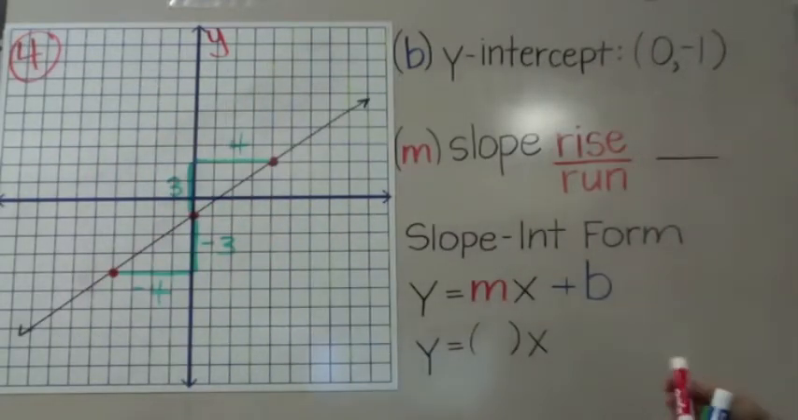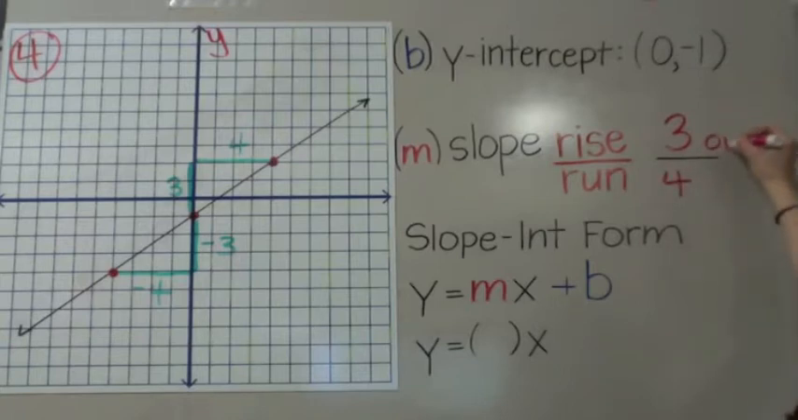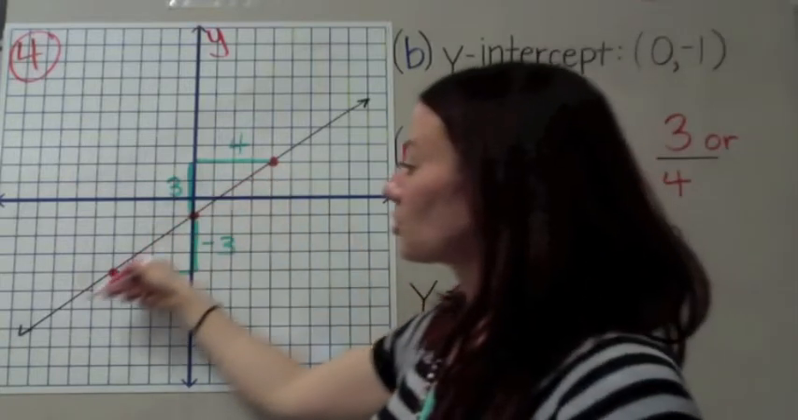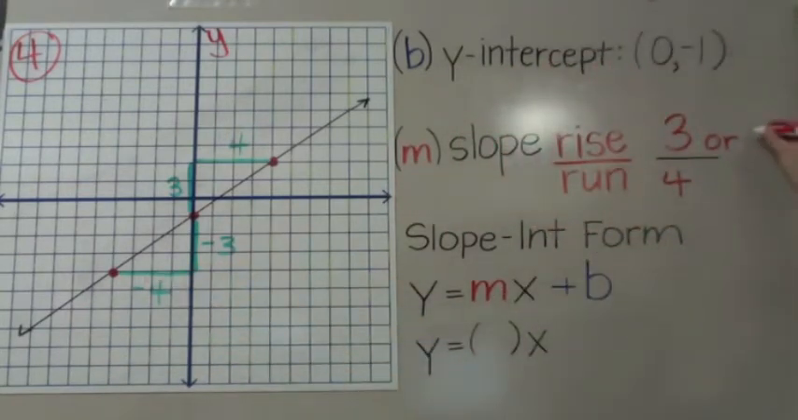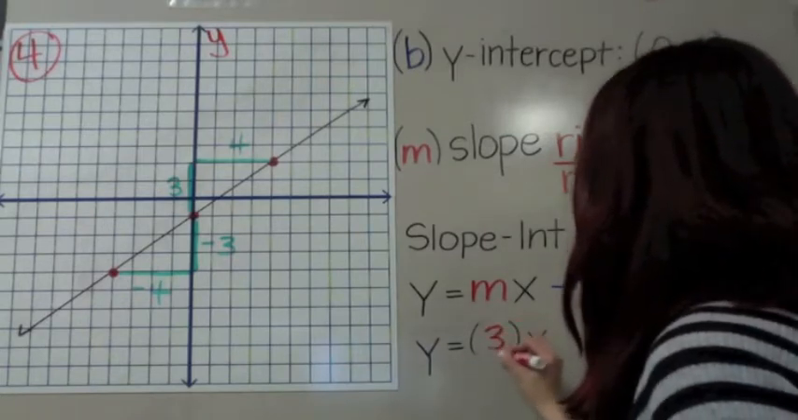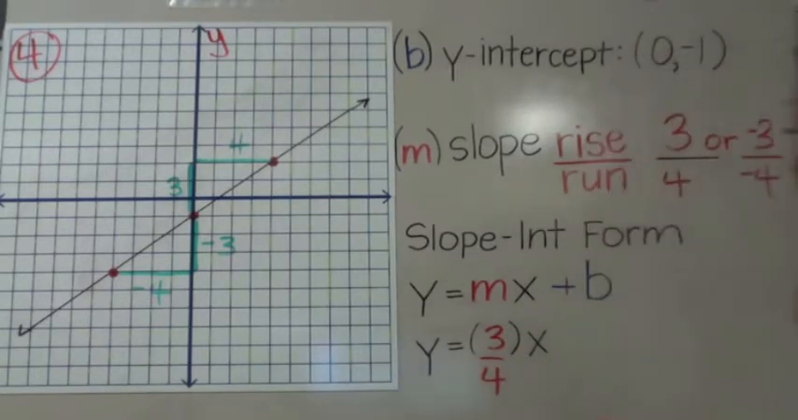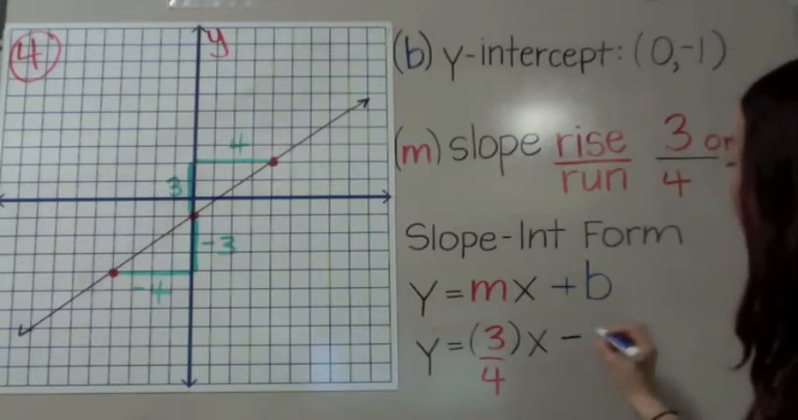So what is the slope? The slope is what? 3 over 4, or what else could it be if you want to keep going in the reverse direction? It would be negative 3 over negative 4, right? However, negative divided by negative is positive. So we're going to keep the slope. This fraction is 3/4. So what is the slope? What is m? It's 3/4. Okay? So we're going to write 3/4. And what is the y-intercept? The y-intercept is negative what?